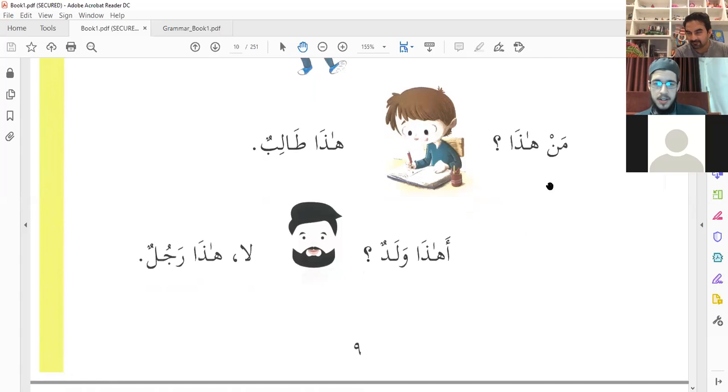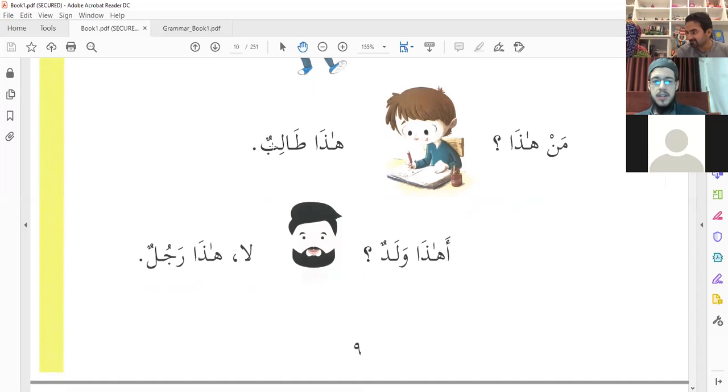The third example, let's have Sister Syra, are you able to read the third example? Man hada talibun. Very good. Man hada means who is this? Hada talibun. Talibun is a student.